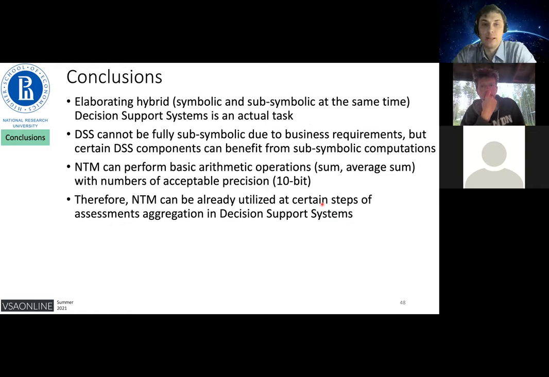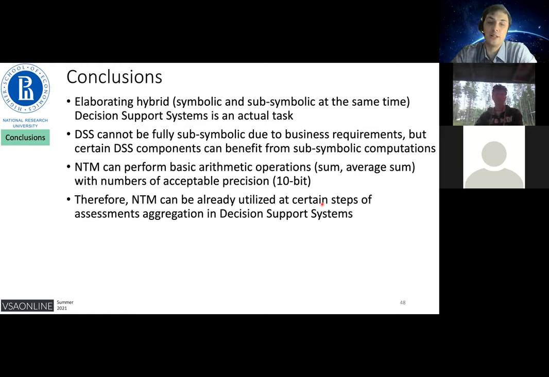To sum up, building decision support systems that are symbolic and sub-symbolic at the same time is an actual task. A decision support system cannot be fully sub-symbolic because certain components, and at least the decision maker, should have an opportunity to make symbolic reasoning. Moreover, neural networks cannot operate on the high levels of abstraction. At the high level of abstraction, reasoning is purely symbolic. So a decision support system should be hybrid. It cannot be fully sub-symbolic.